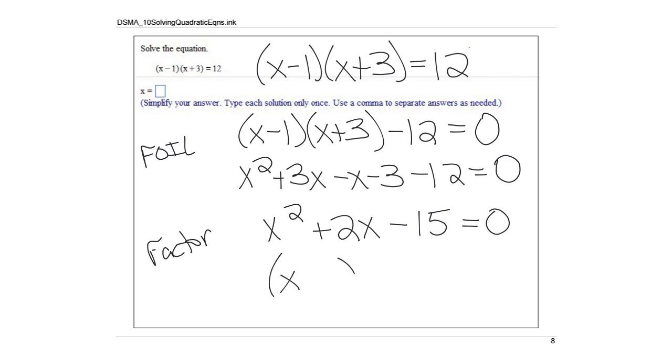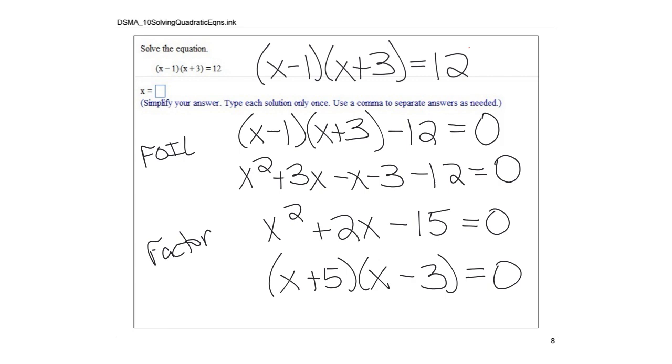Let's see here. So looks like I need a 3 and a 5. It's going to be plus 5 and minus 3. And you're welcome to go through your process. We're looking for factors of negative 15 that sum to positive 2. And so 5 times negative 3 would give me the negative 15. And then negative 3x plus 5x would give me the positive 2x on the inside.